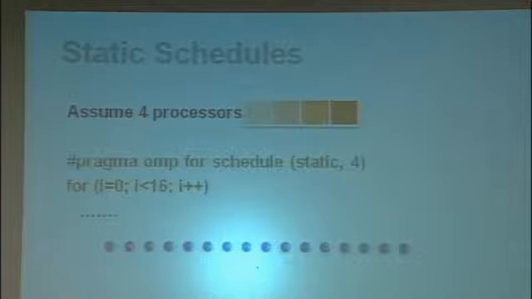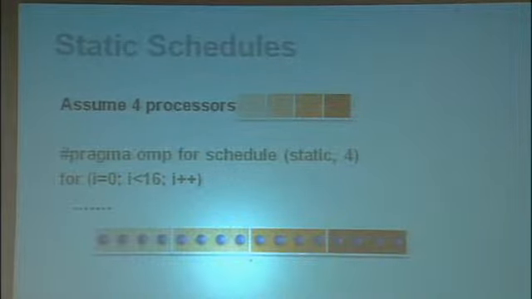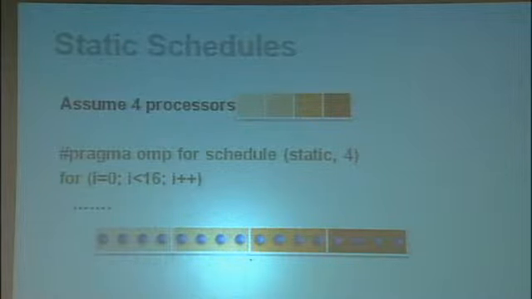Here's my 16 iterations in here. So each of these dots represents a value for I. What it says is you take chunks of 4 and basically send across it. So first 4 iterations will go to core 0, the next 4 will go to core 1, core 2, and core 3. So you know exactly which iterations run where. So this is a very static thing.